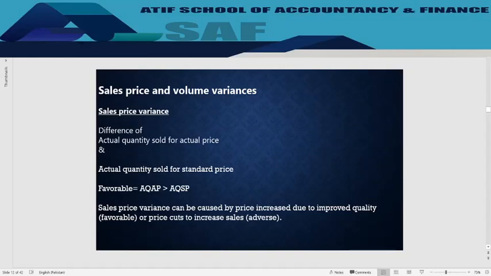That variance would be favorable if actual quantity sold at actual price is greater than the actual quantity sold at standard price. Favorable sales price variance can be caused by a price increase due to improved quality, and adverse variance can be caused because of price cuts to increase sales.